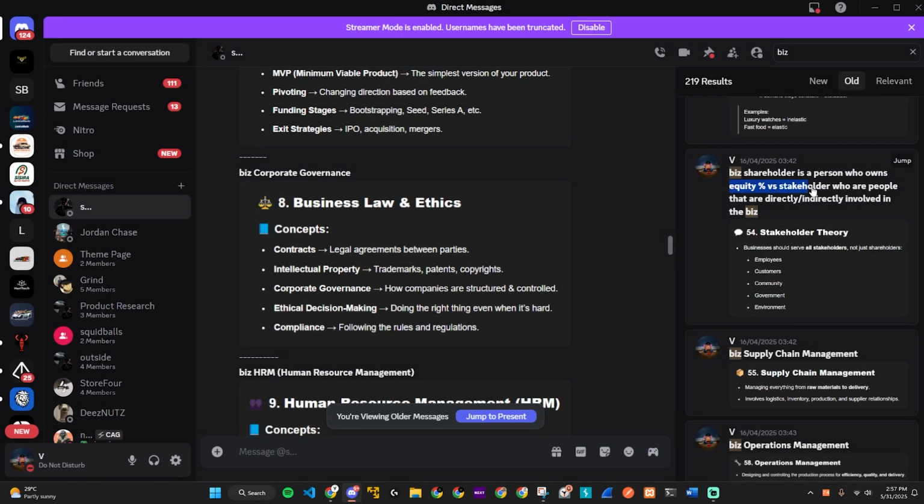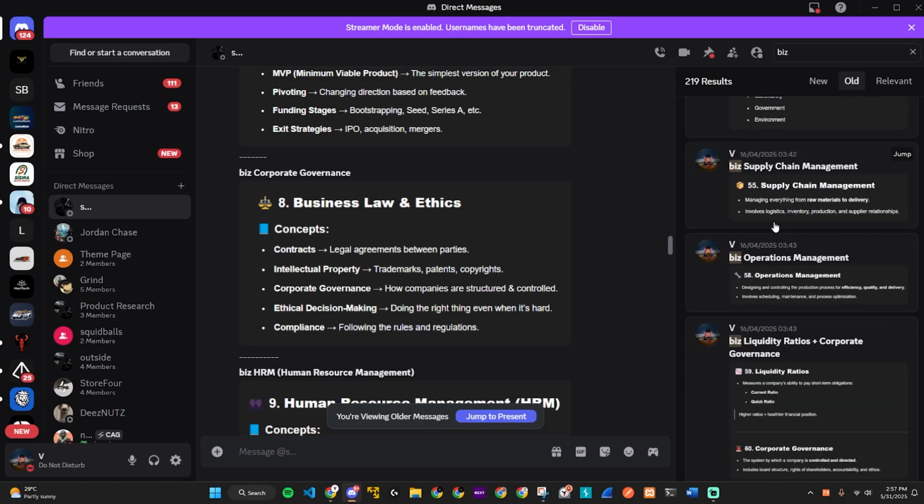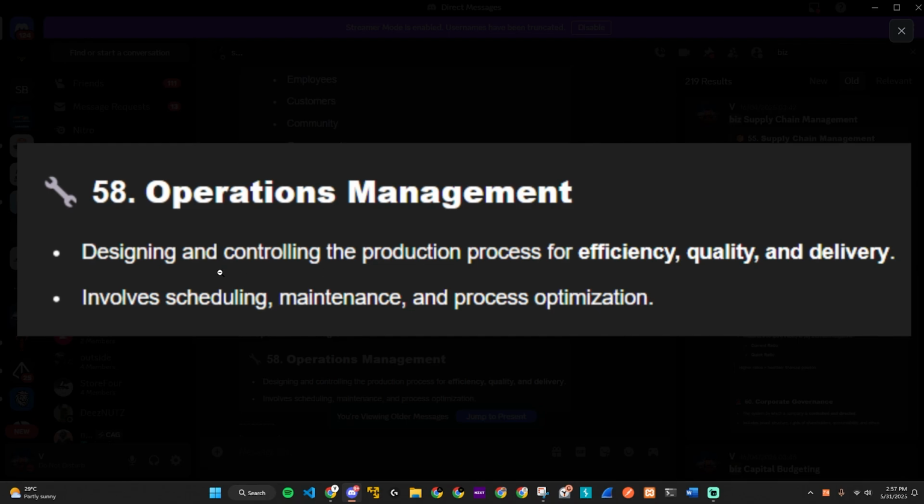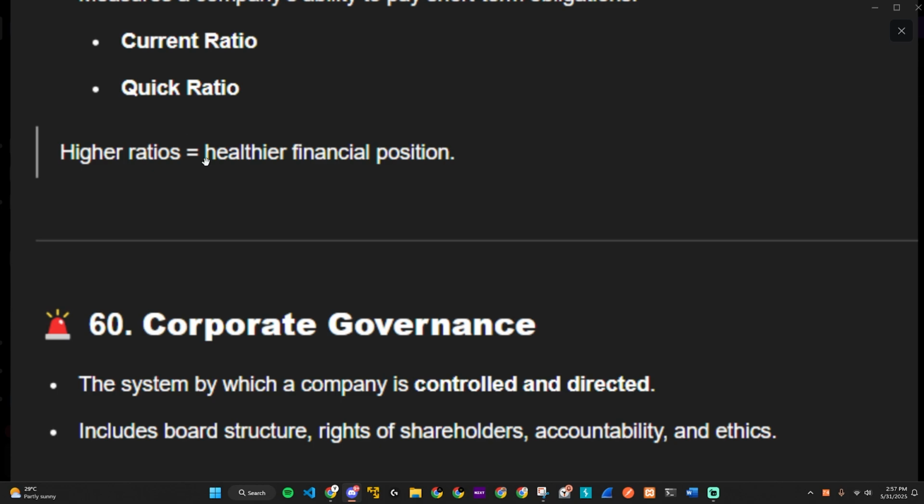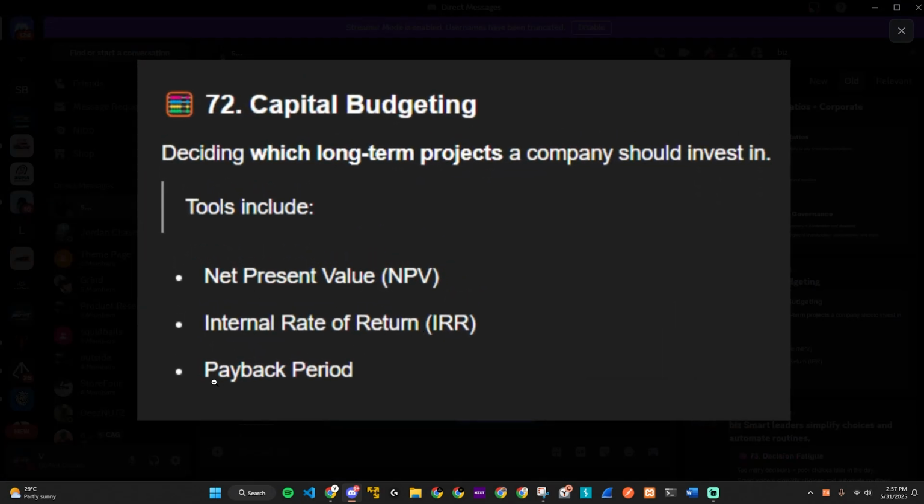Shareholders: equity share, versus stakeholders, people who are directly involved in the business. A company should serve all stakeholders, not just shareholders. Once again, supply chain management: logistics, inventory, production, and supply relationships. As you can see, equity ratios, corporate governance, it's just like a healthy financial position. Corporate governance is the system by which a company is controlled and directed; it includes structure, rights of shareholders, and accountability and ethics, right? Capital budgeting: we've looked at these, like the payback period, for long-term projects that companies should invest in.